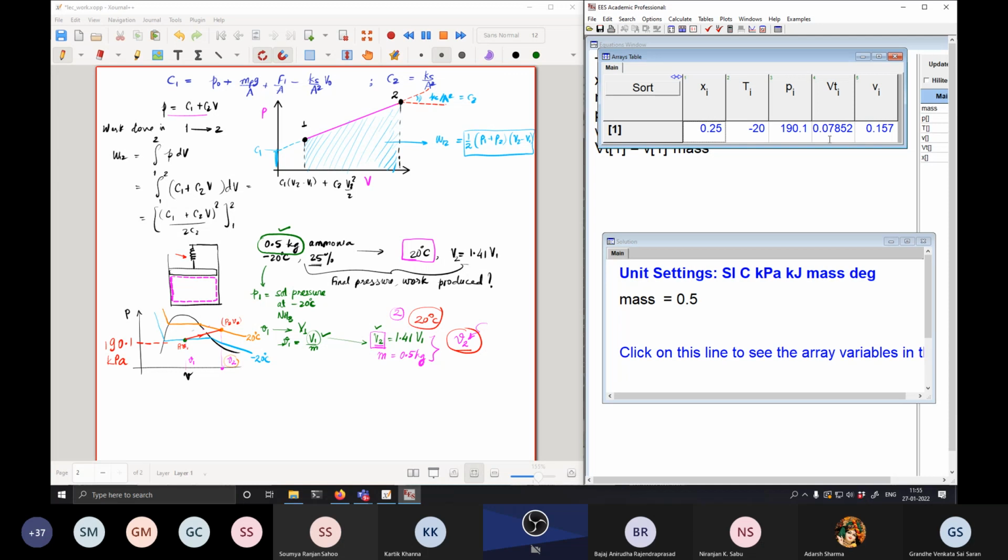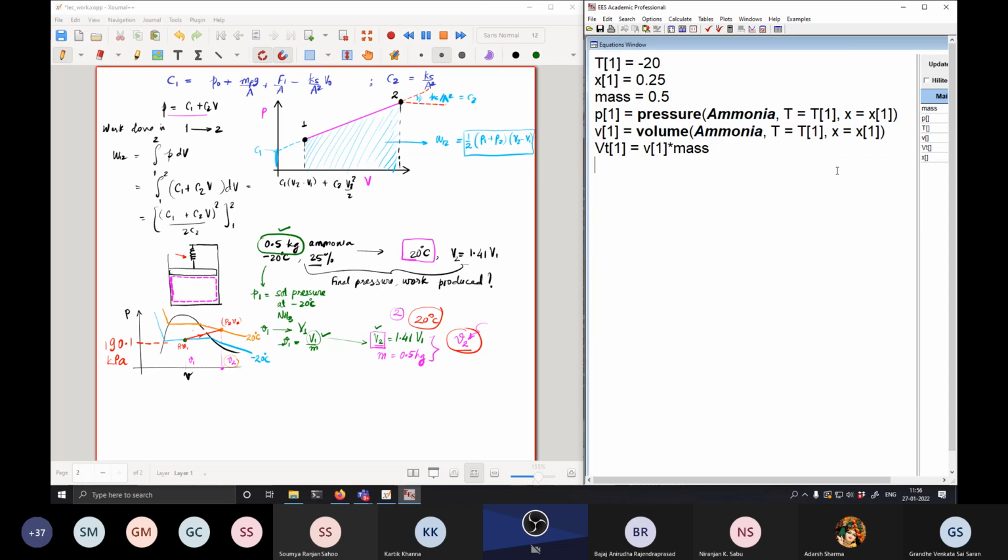VT1 is, have I made some mistake somewhere? Specific volume is 0.15. Yes, sir, it is. No, it's correct, right? So the unit is meter cube, right? Yes, the unit is meter cube.